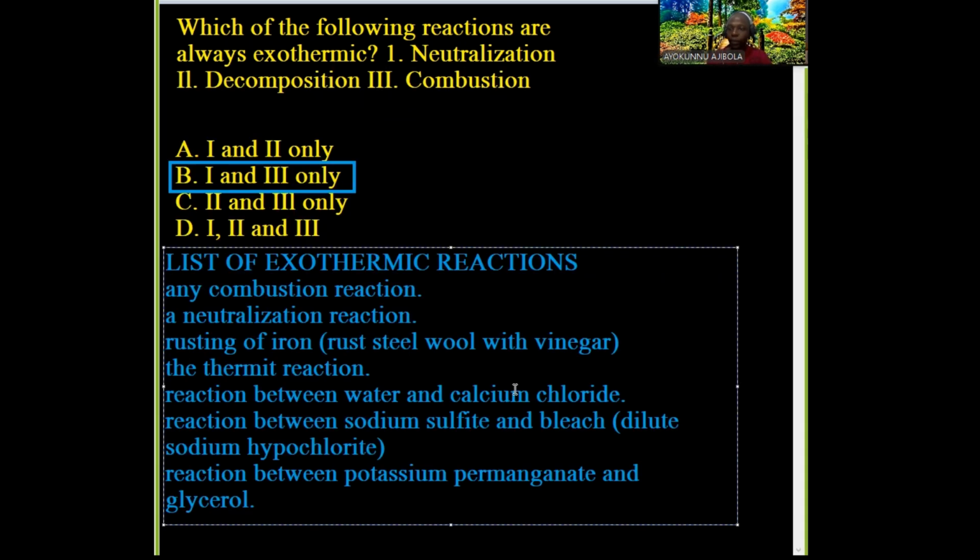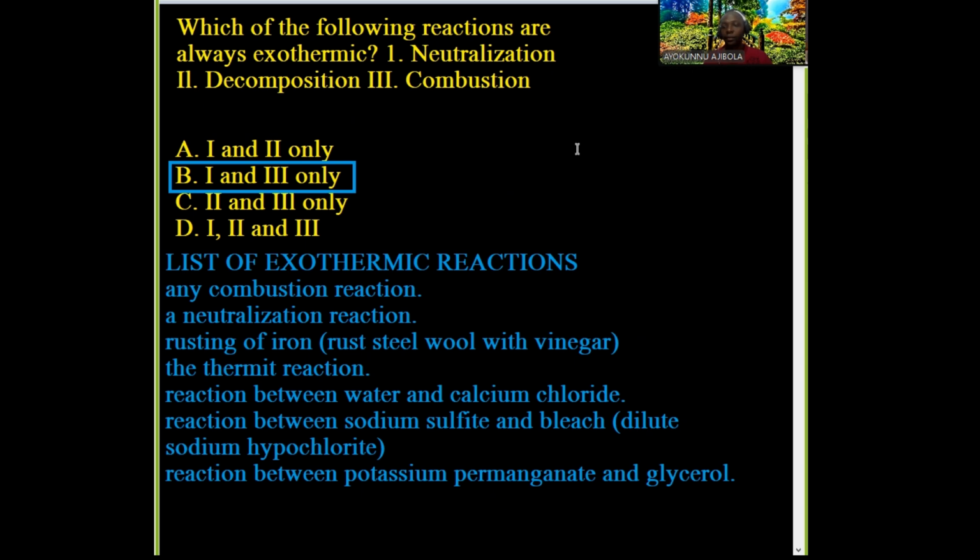So we need to, Sarah, read this. List of exothermic reactions. Any combustion reaction, a neutralization reaction, rusting of iron, rusting with wool and vinegar, the thermite reaction, reaction between water and calcium chloride, reaction between sodium sulfate and bleach, dilute sodium hypochlorite, reaction between potassium permanganate and glycerin. So this is where we'll be rounding up for today, okay?